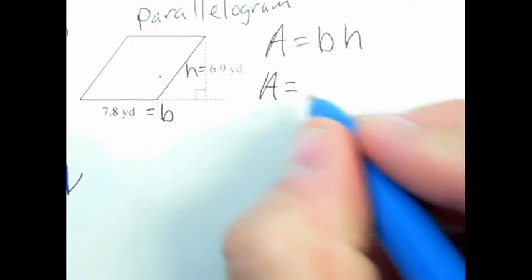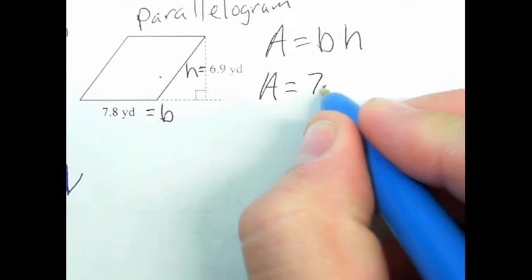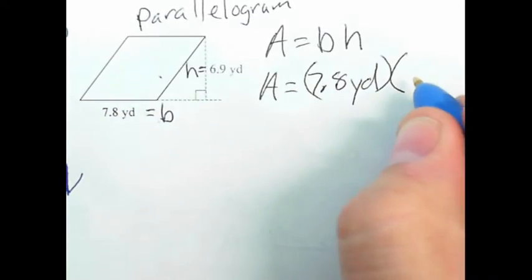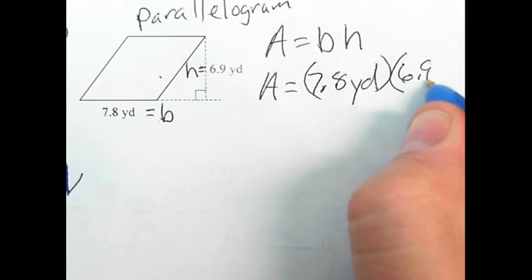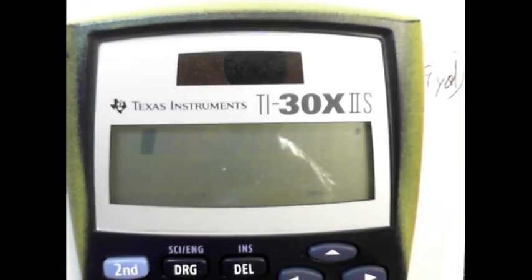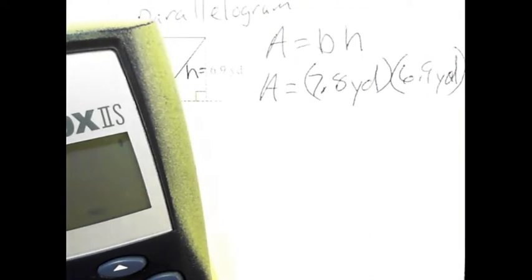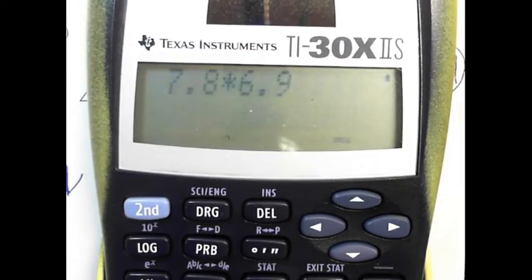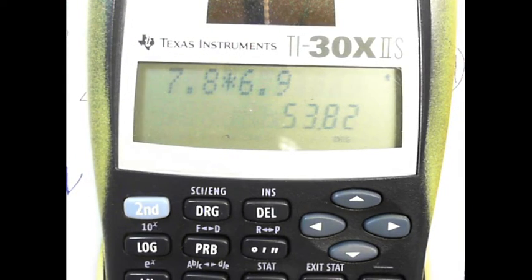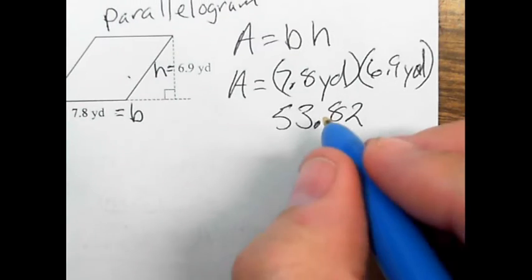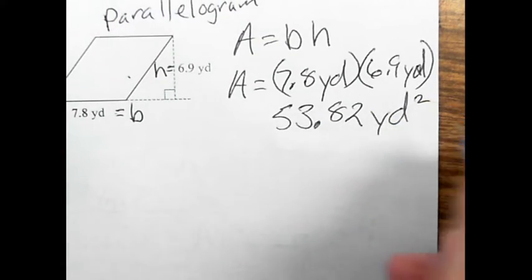So my area is just going to be 7.8 yards times 6.9 yards. And so we're just going to plug that into the calculator. So I've got 7.8 times 6.9, like so. Hit enter and I get 53.82. So this is 53.82 yards squared.